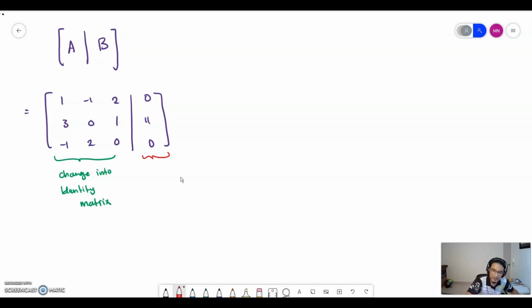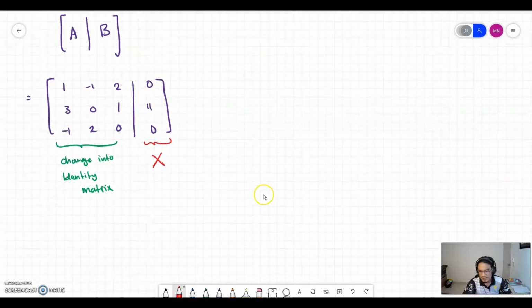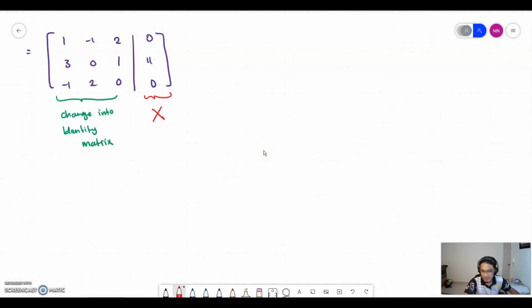And then finally, at the last step where the left side has become the identity, the right side of the matrix will give you the answer that we are looking for, which is the matrix X. Okay, so now let's try to solve this by using Gauss-Jordan elimination method.